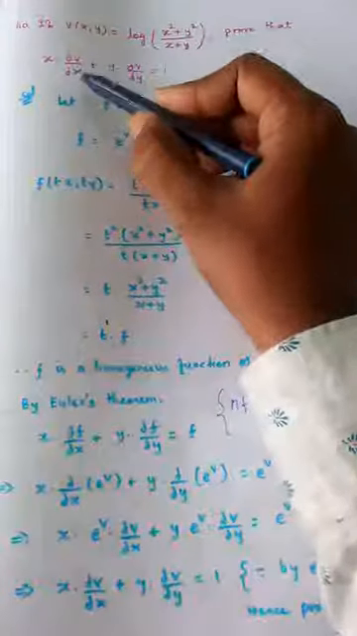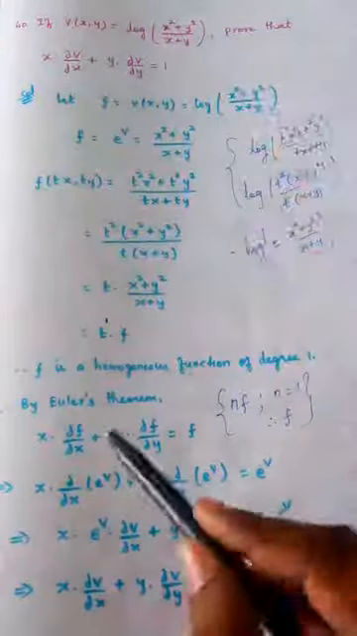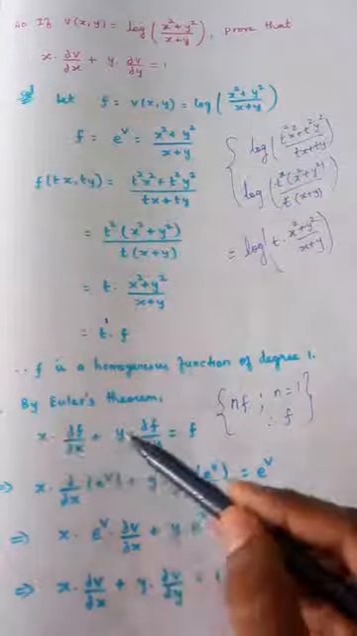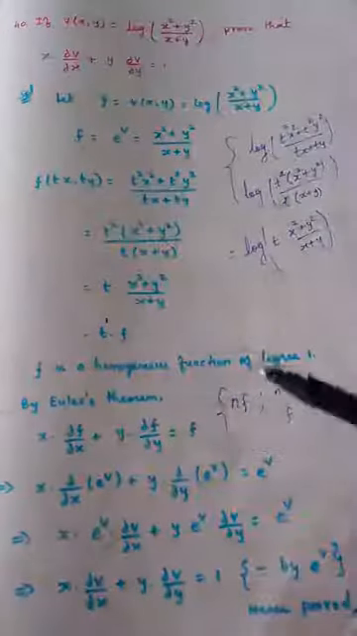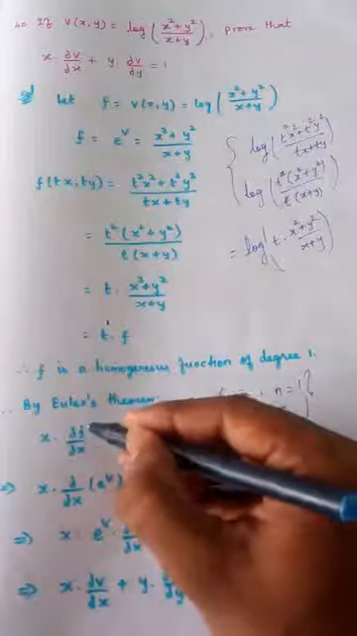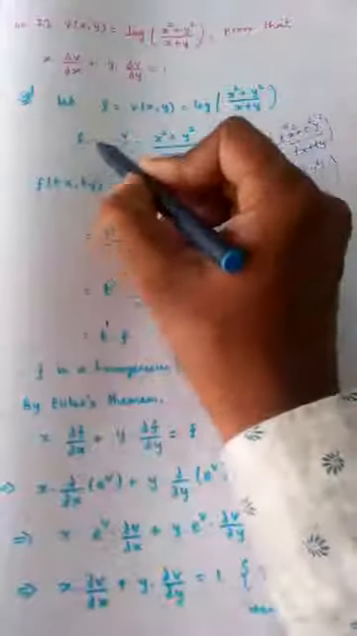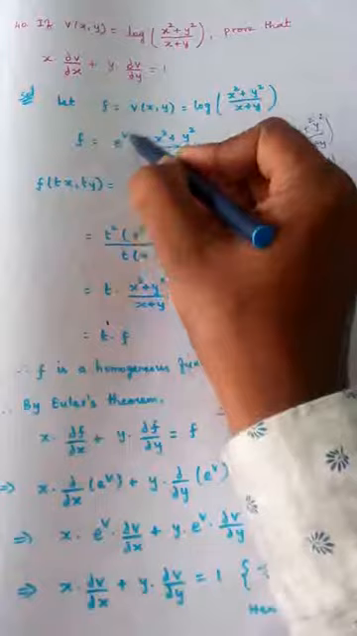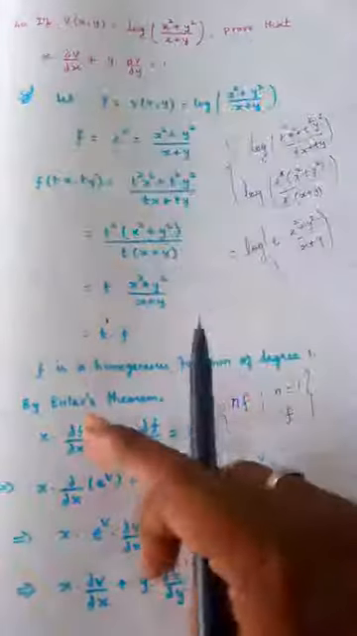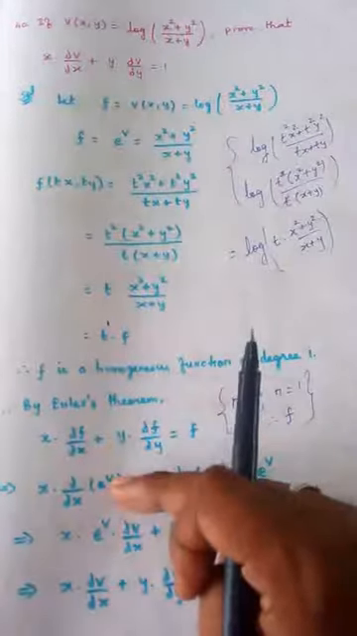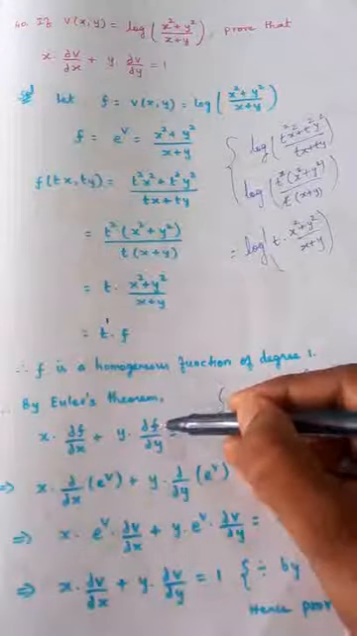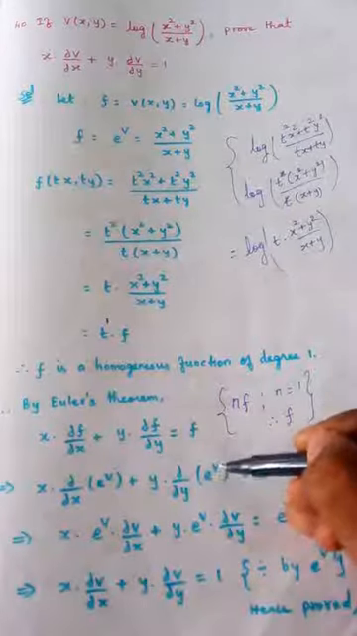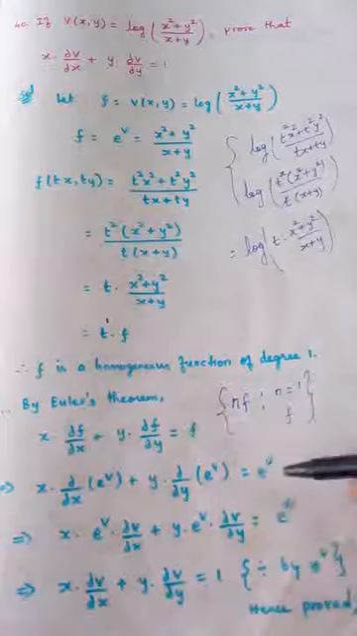But what actually did we want to prove? x into dou v by dou x, y into dou v by dou y. But what result are we having now? x into dou f by dou x, y into dou f by dou y equal to f. This result we are having. Now in place of f, I am going to replace e power v, since f is equal to e power v. So e power v is replaced in the place of f, similarly in this place of f, replace e power v, and in this place of f, replace e power v.